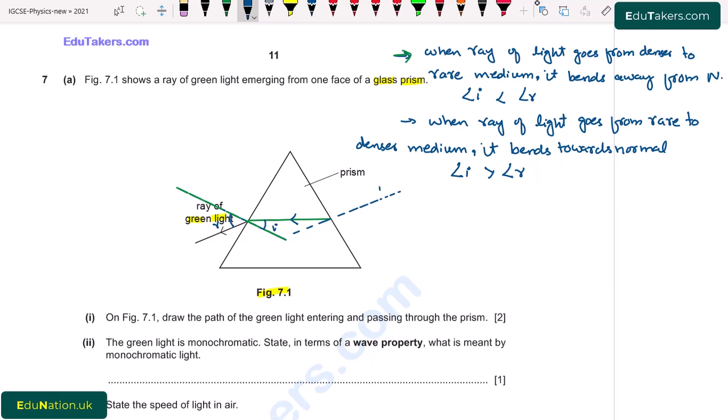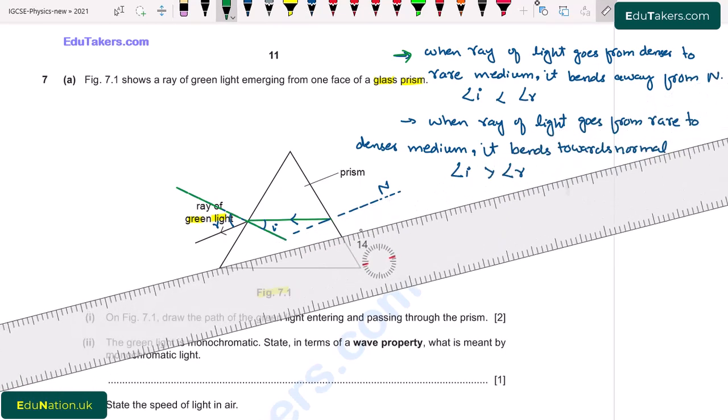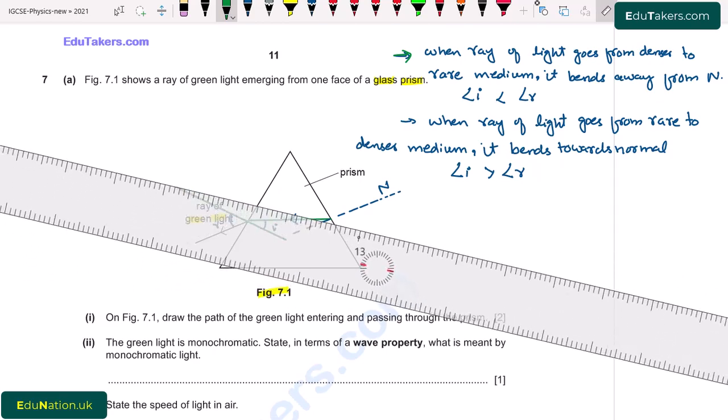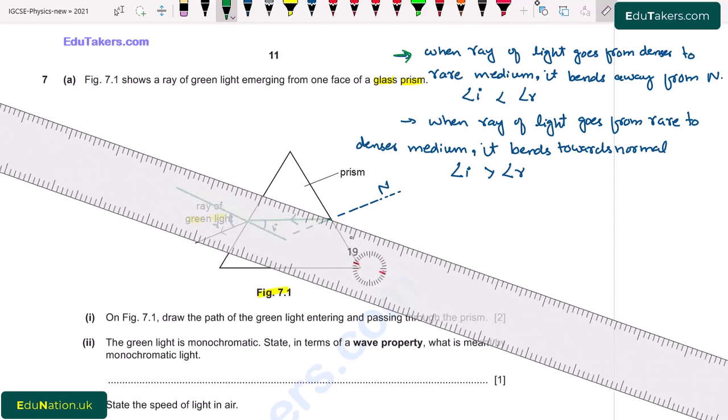Now I represent it with N. Here is a second case where the ray entered from this medium into this. It means that the ray of light entered from a rare medium to a denser medium, so this must bend towards the normal. When I draw this ray, I have to bend it towards the normal. It will be just like this, such that the angle of incidence must be greater than the angle of refraction.